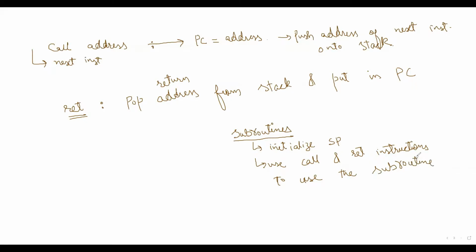For example, somebody may know Python or C programming language. You know that in those programming languages, we have function calls. We call a function and we return from the function. So this call and return is also used to implement functions, the higher level concept of functions.